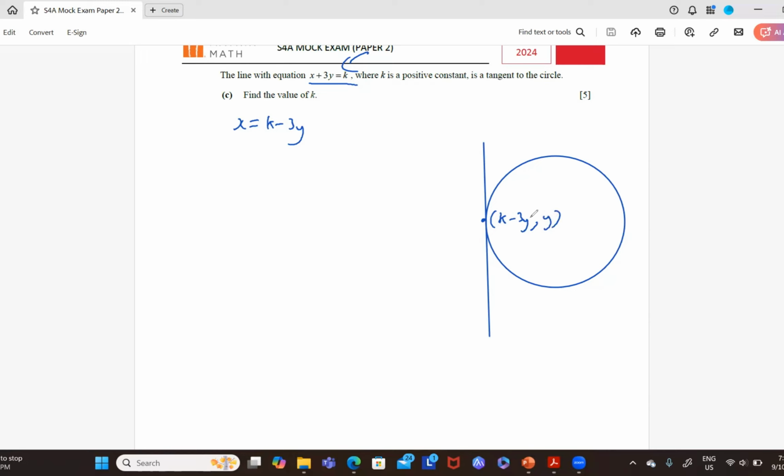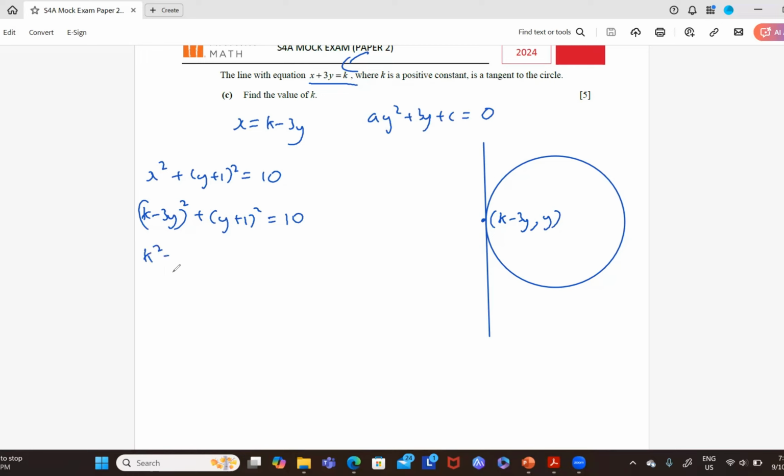So this coordinate also lies on the circle, right? So the circle's equation is x squared plus (y plus 1) squared equals to 10. So replace x with k minus 3y: (k minus 3y) squared plus (y plus 1) squared equals to 10. Okay. So what you want to do is expand this and then you simplify it. So you have to write it in the form of ay squared plus by plus c equals to 0. So go and expand this out.